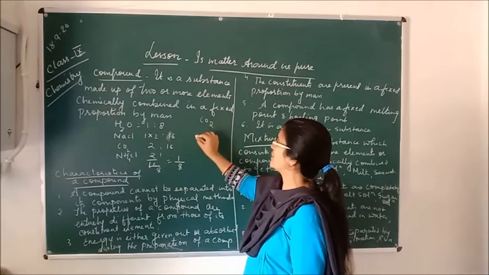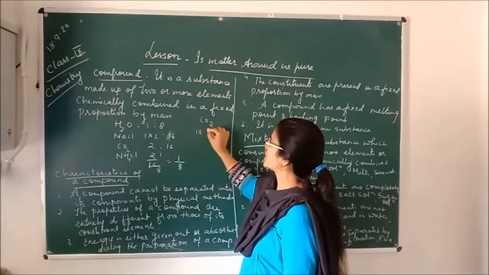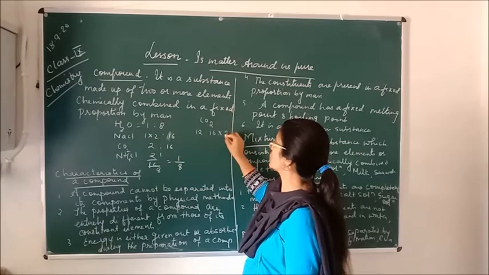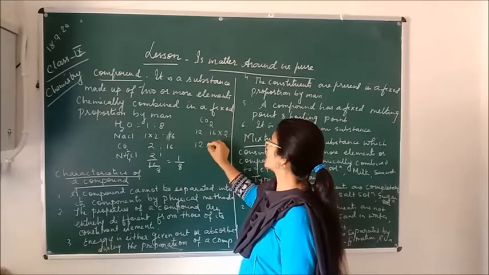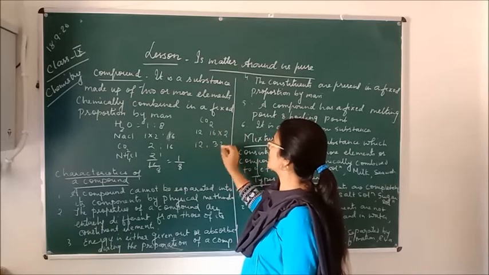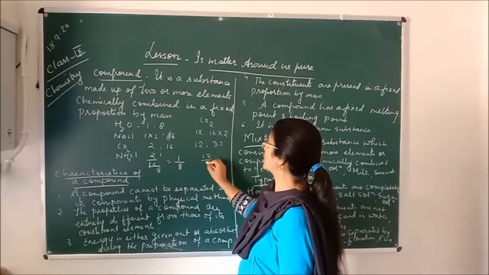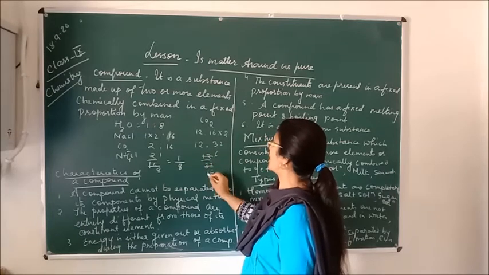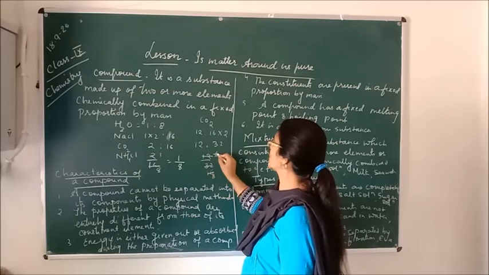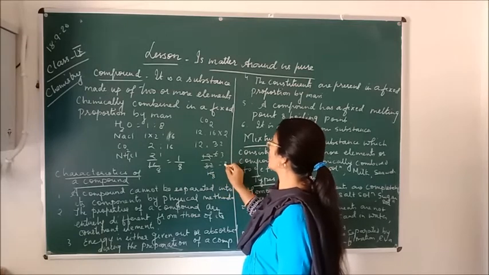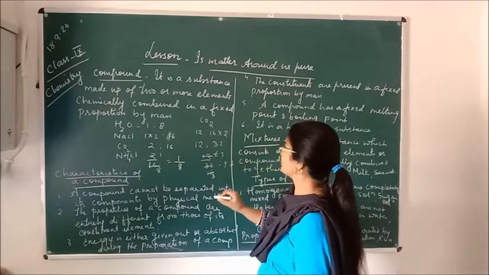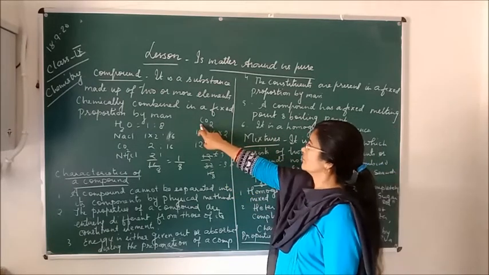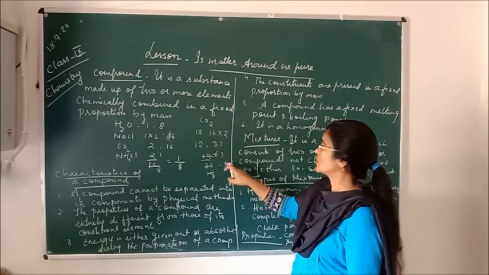We all know that carbon has mass 12 and oxygen has mass 16. Here two atoms of oxygen are there, so it will be 16 into 2, which is 32. So 12:32, and if we simplify, 4 times 3 is 12 and 4 times 8 is 32, so it means 3:8. So carbon combines with oxygen in the ratio 3:8.